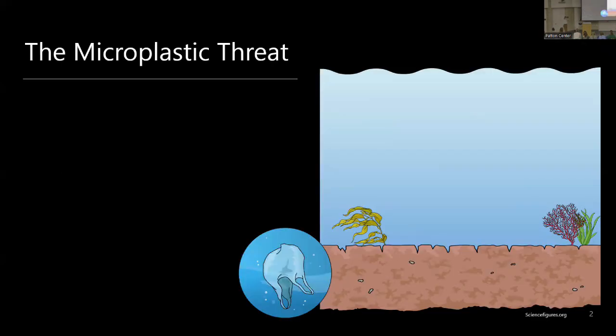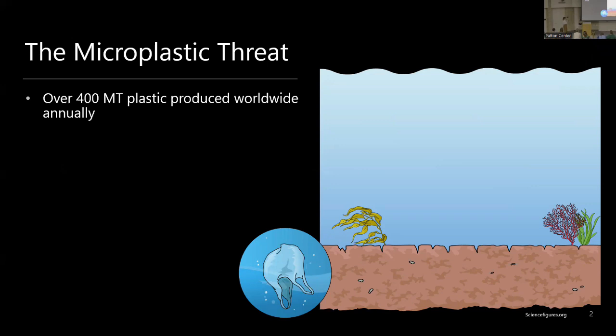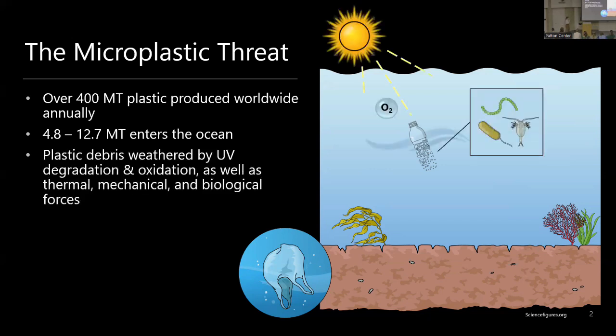Getting right into it, we know plastics are really, really bad. The estimate a few years ago was 400 million tons of plastic produced worldwide just in 1 year. And the estimate for how much of that enters the ocean per year is 4.8 to 12.7 million tons, which is also not good.